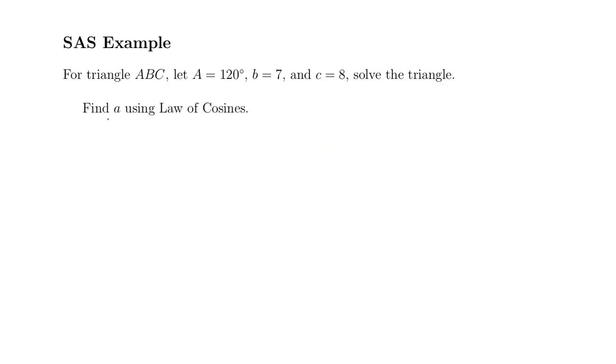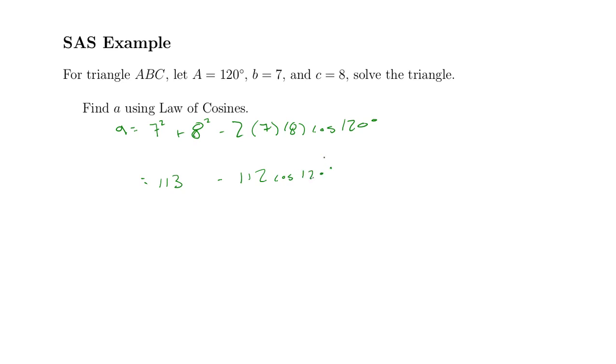So a squared is equal to 7 squared, b squared, plus 8 squared, c squared, minus 2bc, so that's 2 times 7 times 8, times cosine of capital A, 120 degrees. Let me just write this out. This is 49 plus 64. 49 plus 64 is 113, minus 2 times 7 times 8. 7 times 8 is 56, so 2 times that is 112, times cosine of 120 degrees.